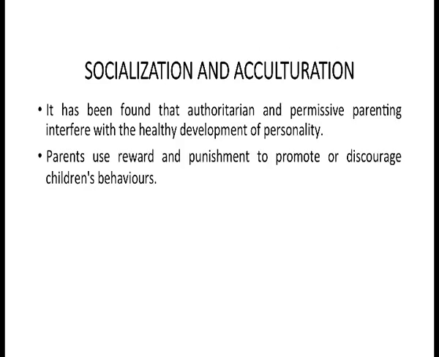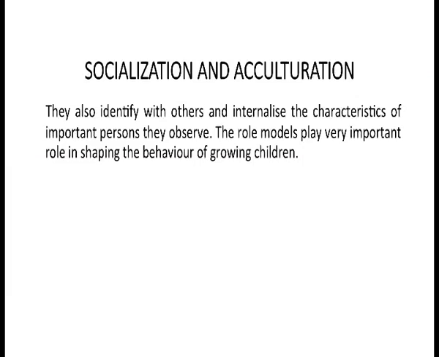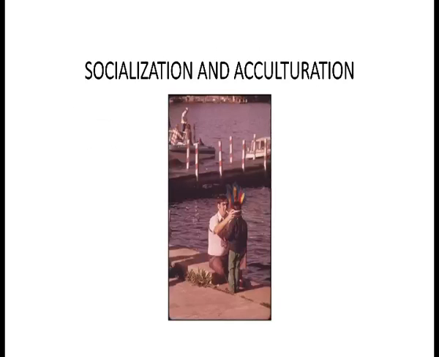Parents use reward and punishment to promote or discourage children's behavior. Children also learn by imitation and modeling the significant others. In imitation and modeling, they observe and try to adopt the behavior, for example, of parents or teachers present in his or her environment. They also identify with others and internalize the characteristics of important persons that they observe around them. Role models play a very important role in shaping the behavior of growing children, because we have already discussed that these children try to imitate the behavior of others around them.